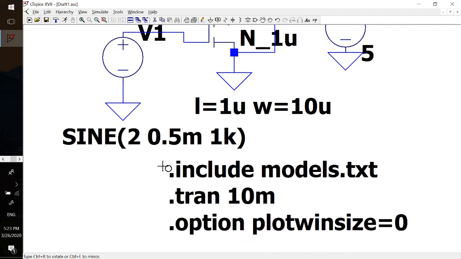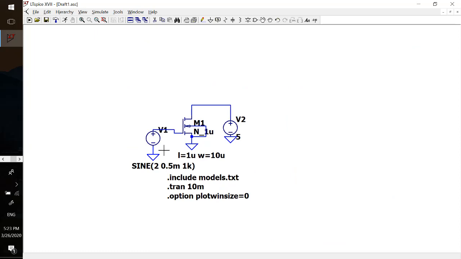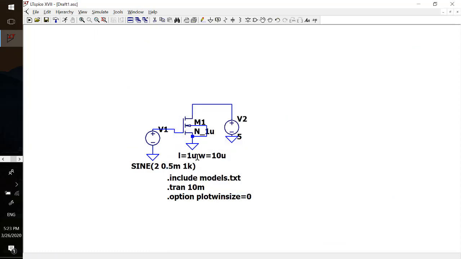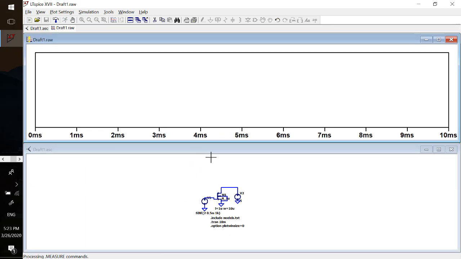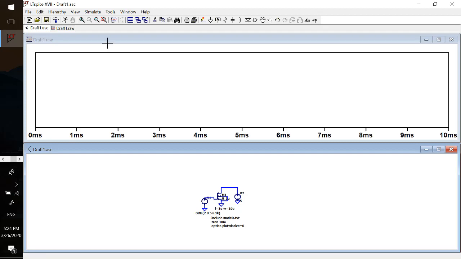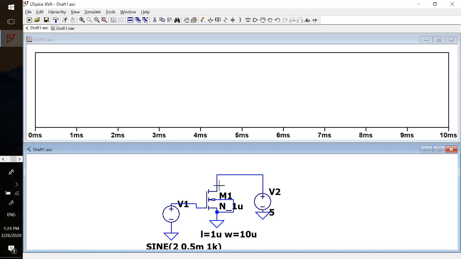Okay, so now let's put it over here. And I think I made it visible, did I? Oh yes, over here. So let's run it. So remember what we expected from here? We expect the peak-to-peak voltage for VL to be 720 microvolts. So here's VL. Let's label VL.